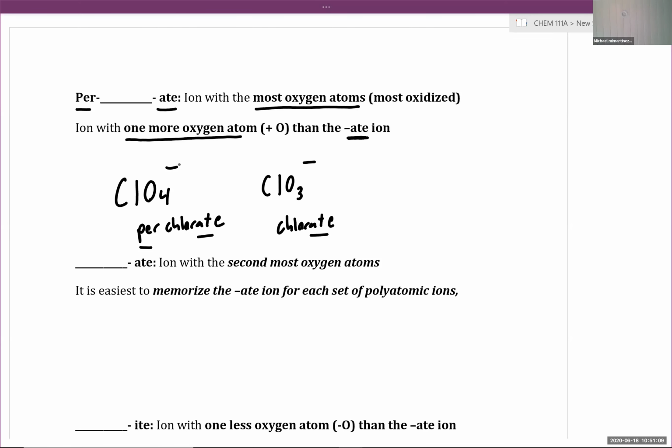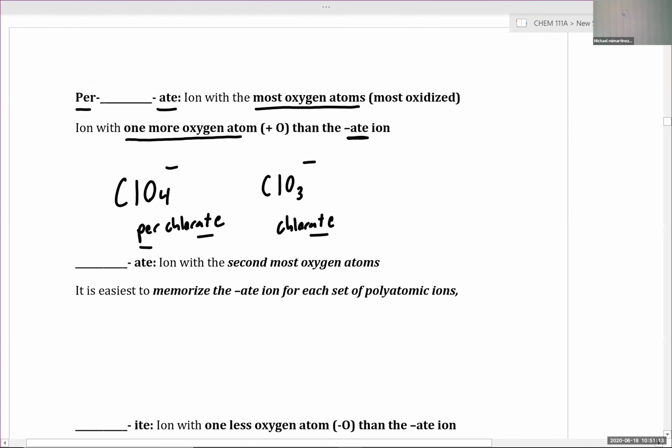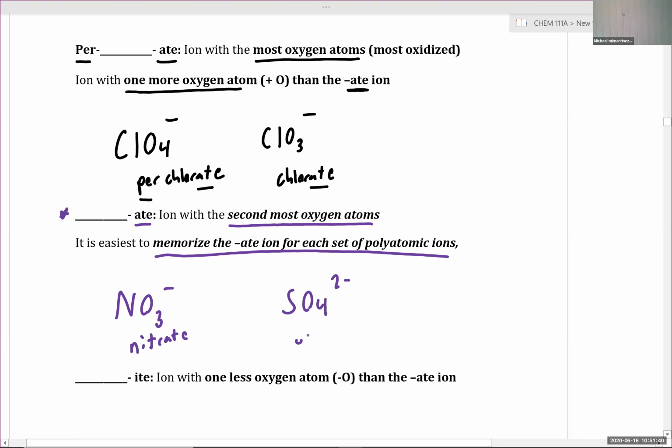Now, the polyatomic ions that you're going to be memorizing, and the ones that I recommend that you start memorizing, are the -ate polyatomic ions. These are the polyatomic ions with the second most oxygen atoms. And it's easiest to memorize the -ate ion for each set of polyatomic ions. So for example, NO3 minus is nitrate. SO4 2 minus is sulfate.